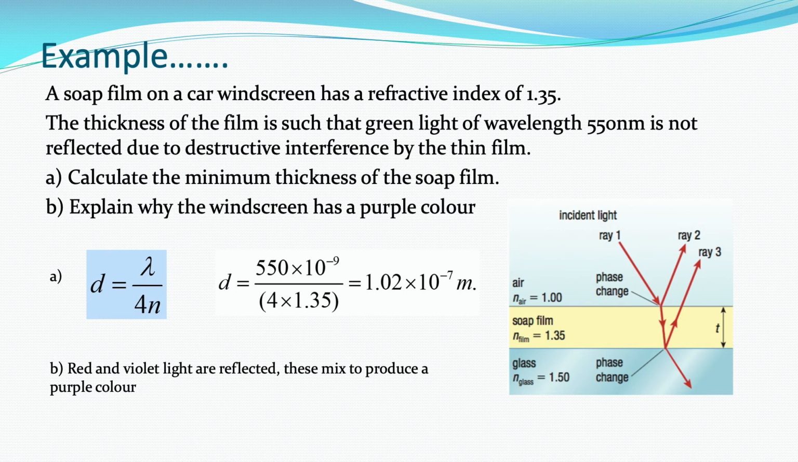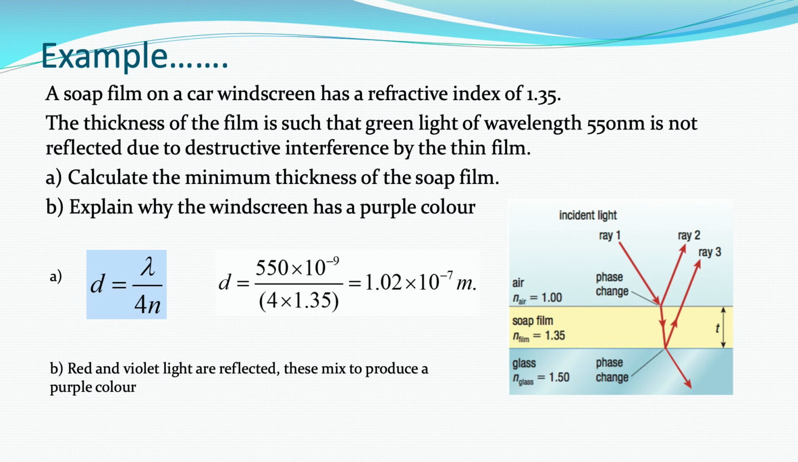Also take care to notice here that there is a phase change at the first boundary because it goes from air to soap, goes from a lower to a higher refractive index, so there's a phase change, but there's also a phase change when it meets the boundary between the soap and the glass, because again it's going from lower to higher refractive index. The effect of those two phase changes then will cancel each other out, and so the reason we get destructive interference is because the optical path difference is half a wavelength. And that maybe gives us a hint with part B.